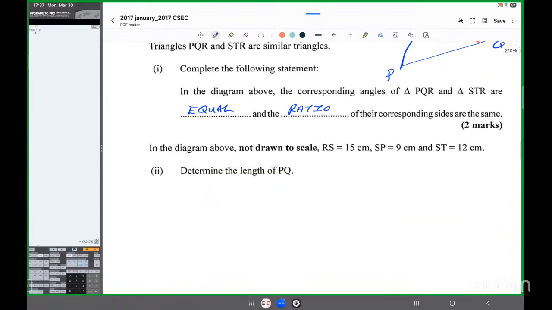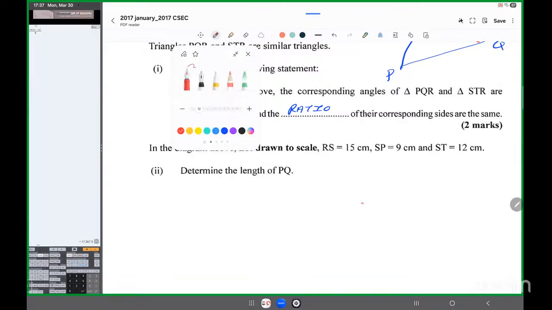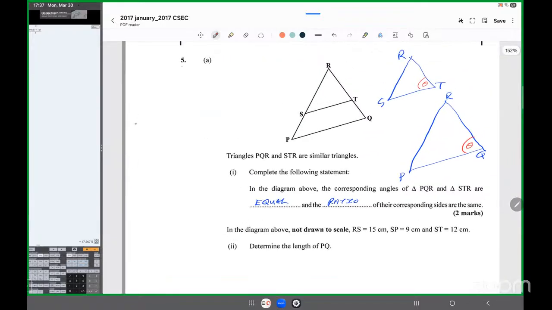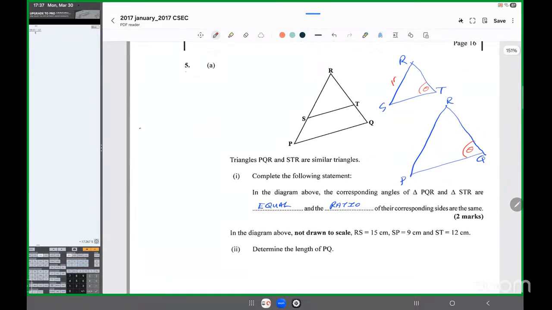Question says, in the diagram above, not drawn to scale, RS is 50. Let's put them on the diagram. RS is 50. Where's RS? Right here says 50. All right. SP. SP is 9. So here says 15. Let's put it on. Here says 15. Here says 9.